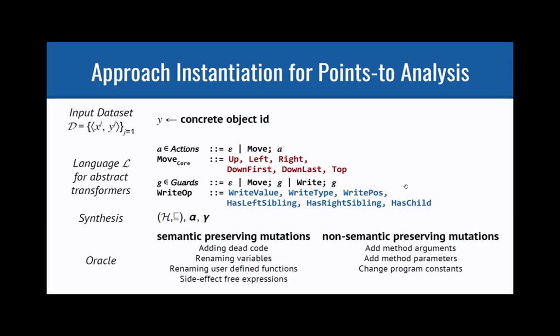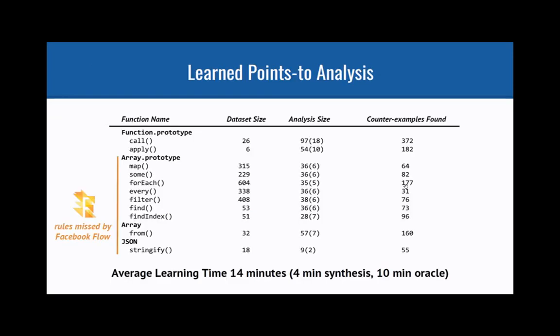Then we have to instantiate the analysis by providing the abstract lattice and the abstraction and concretization functions. And then to test the analysis, we instantiate the oracle with types of mutations we would like this analysis to be semantic preserving, and then just some random mutations. The results are shown here.